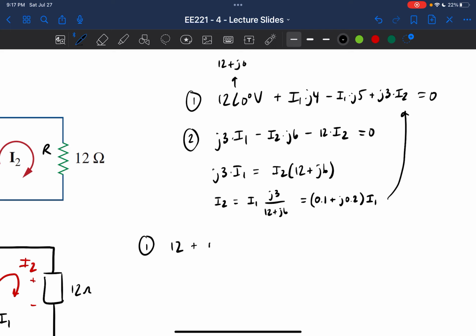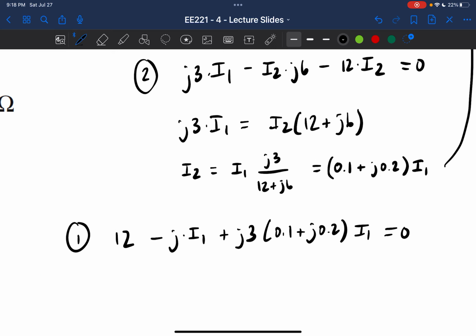And then I'm going to factor out an I1. And I get J4 minus J5, so I just get minus J1. Actually, let's just write that as minus J times I1. Right? And then I get plus J3 times this expression here, which is 0.1 plus J 0.2 times I1. That whole thing equals 0.